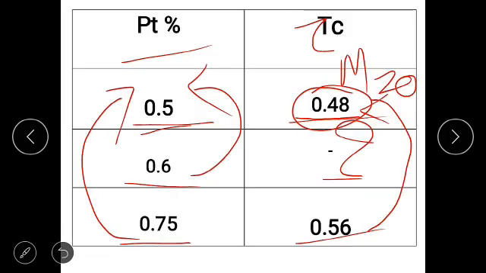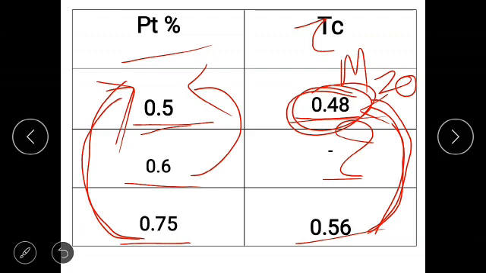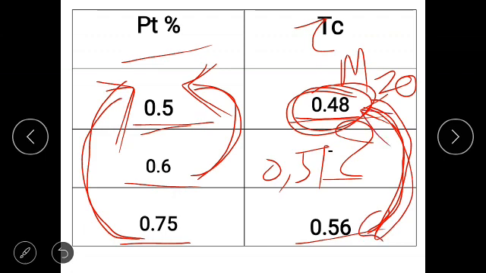How to understand it? First this value 0.48 plus, in brackets, 0.56 minus 0.48 divided by 0.75 minus 0.5, multiplied by 0.6 minus 0.5. So we got this value, 0.51. This value is in between these two. Upper value is 0.56 and lower value is 0.48. Our value is 0.51, so it is correct. Okay.